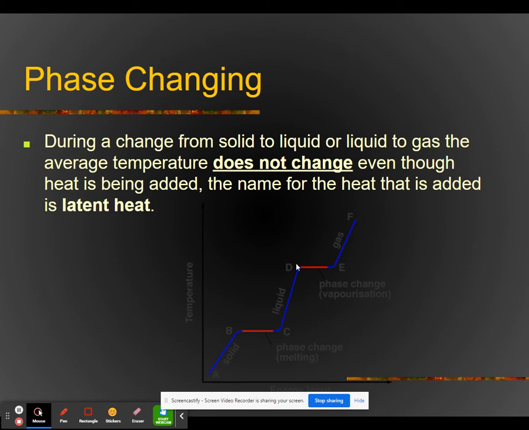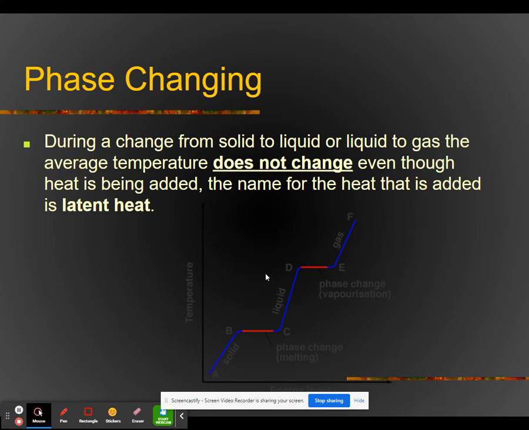Likewise, when it is going through vaporization or evaporation or boiling, all of the liquid water stays at the same temperature until it's all turned into a gas, until that phase change is done. So even though the heat is being added, the temperature doesn't change during a phase change, and that's really important. And the heat that we're adding to it there is called latent heat.